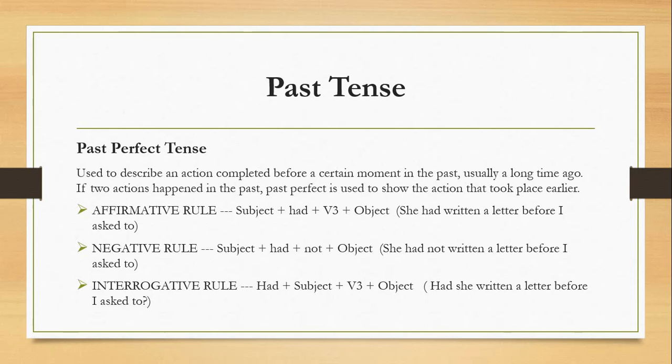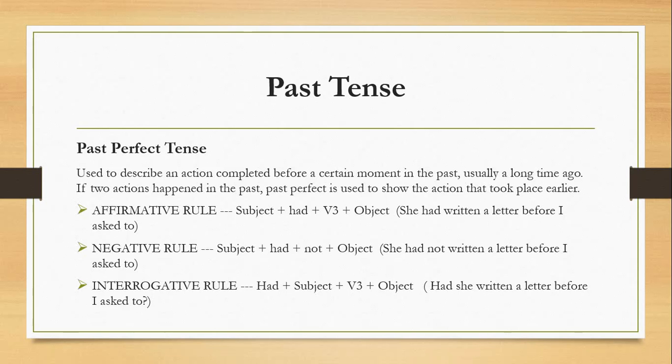So suppose there are two actions. One is a patient died and then doctor came. The first action, patient died; the doctor arrived later. So we can say the patient had died before the doctor arrived. So the earlier action will be used in past perfect tense and the later action will be in simple past tense. For affirmative, we have subject plus had plus V3 plus object.